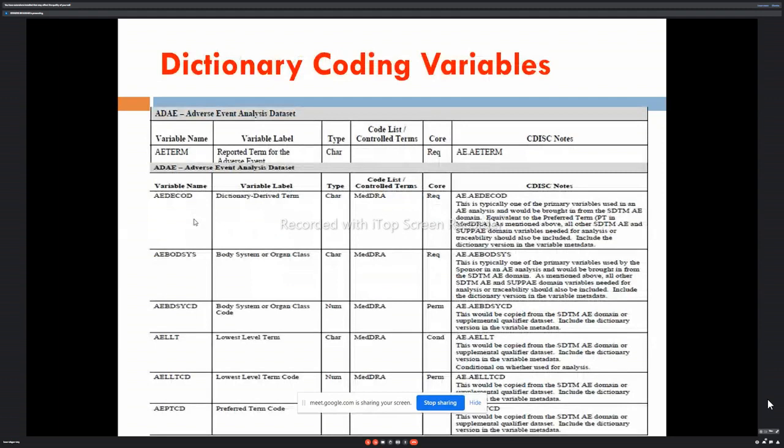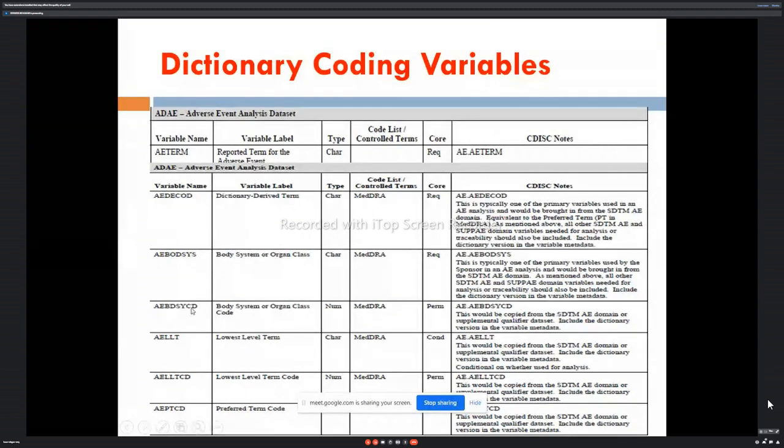And next, we should have AE term. Do you know from where we can get the AE term? What is AE term? It is a topic variable of the SDTM AE domain. And then AE decode, which is nothing but a preferred term. Then AE body system. We also get this one from the AE dataset of SDTM.